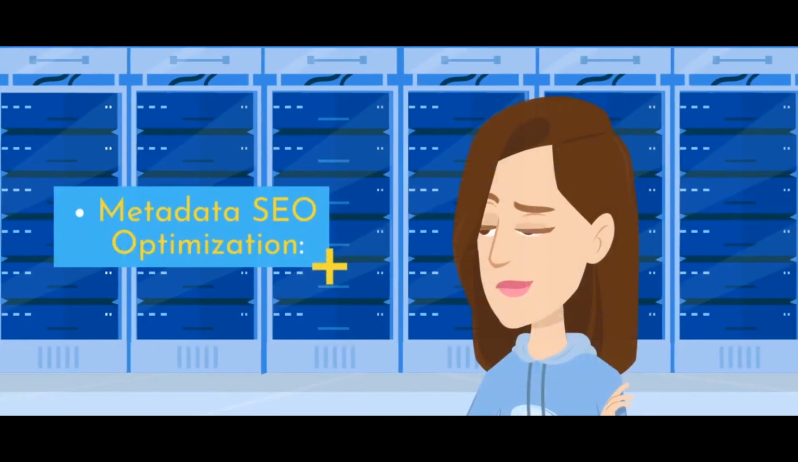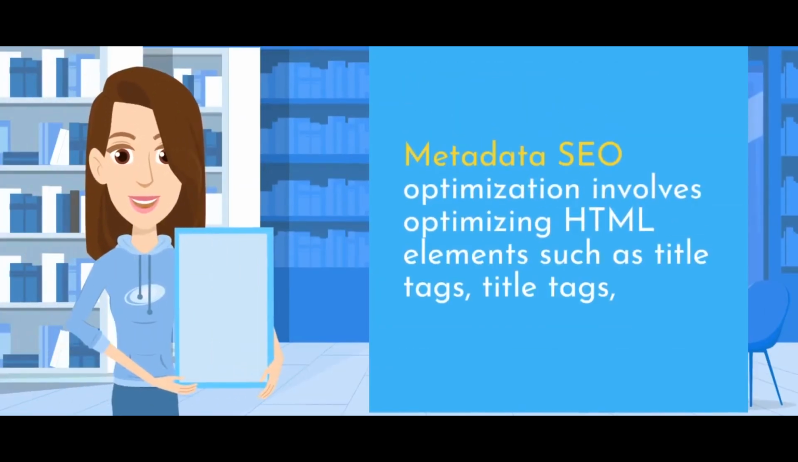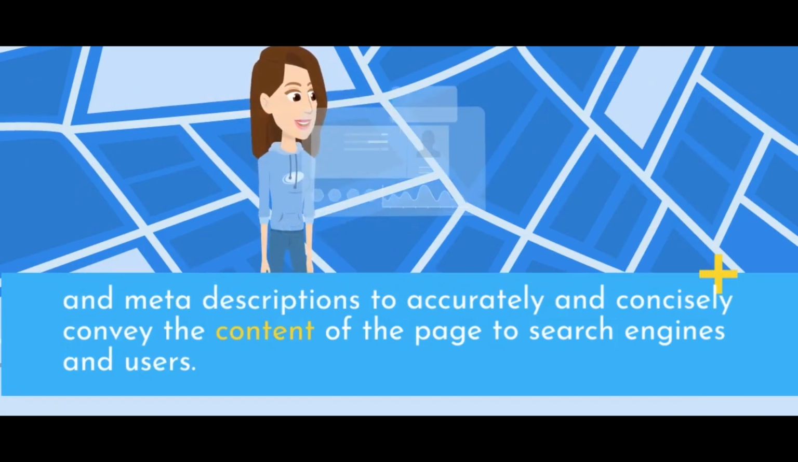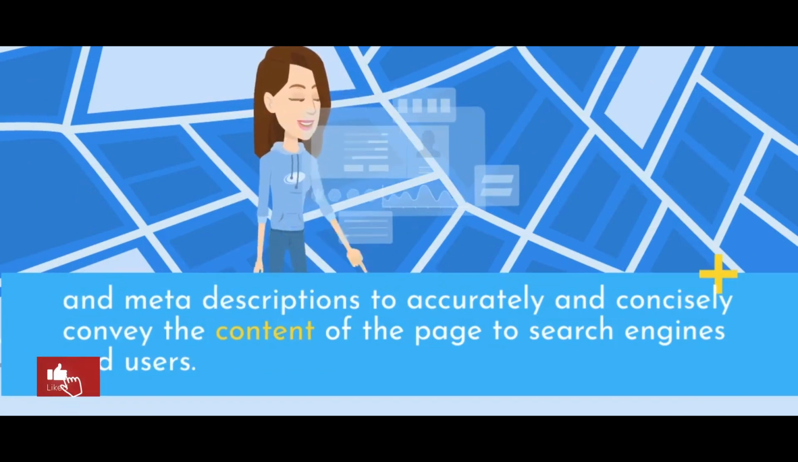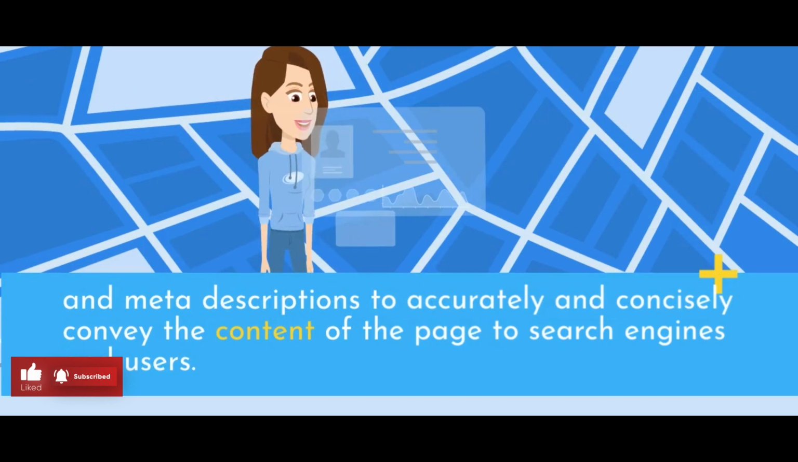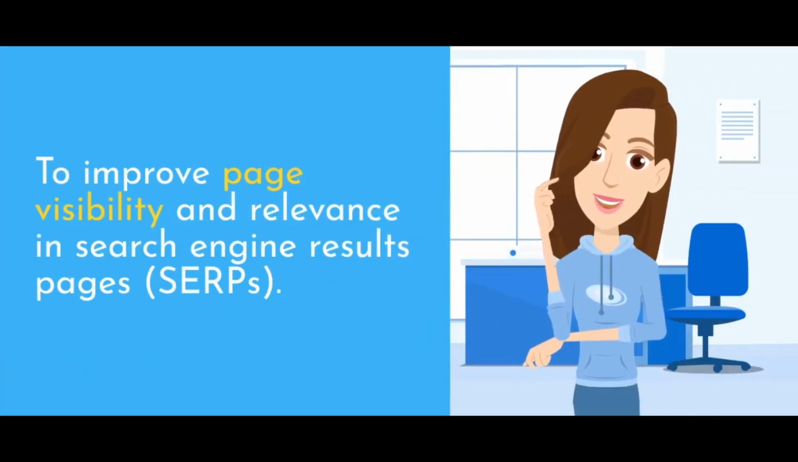Metadata SEO optimization. Metadata SEO optimization involves optimizing HTML elements such as title tags and meta descriptions to accurately and concisely convey the content of the page to search engines and users, to improve page visibility and relevance in search engine results pages, SERPs.